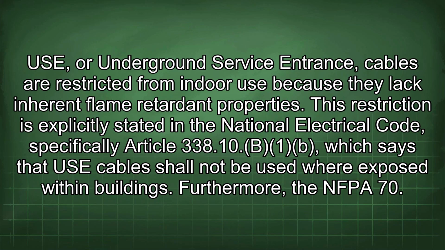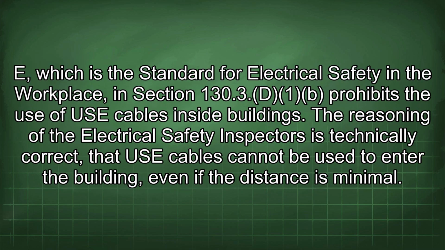USE or underground service entrance cables are restricted from indoor use because they lack inherent flame retardant properties. This restriction is explicitly stated in the National Electrical Code, specifically Article 338.10(B)(1), which says that USE cables shall not be used where exposed within buildings. Furthermore, the NFPA 70E, which is the standard for electrical safety in the workplace, in Section 130.3(D)(1), prohibits the use of USE cables inside buildings.